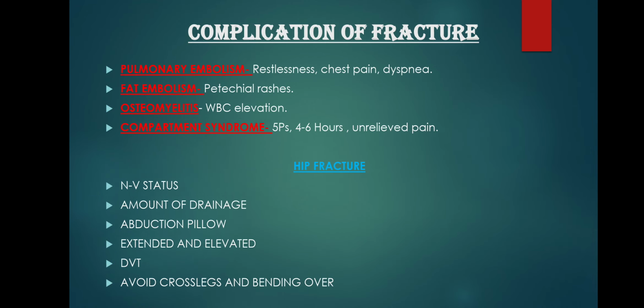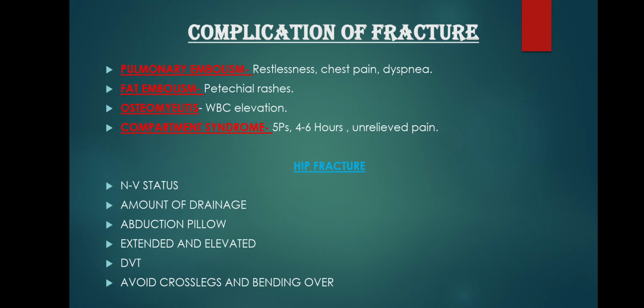Complications: pulmonary embolism, restlessness, chest pain and dyspnea will be common. Fat embolism, petechial rashes will be noted. Osteomyelitis, WBC will be elevated. Compartment syndrome, 5 P's, we need to check every 4 to 6 hours and we will be noticing unrelieved pain in this condition.